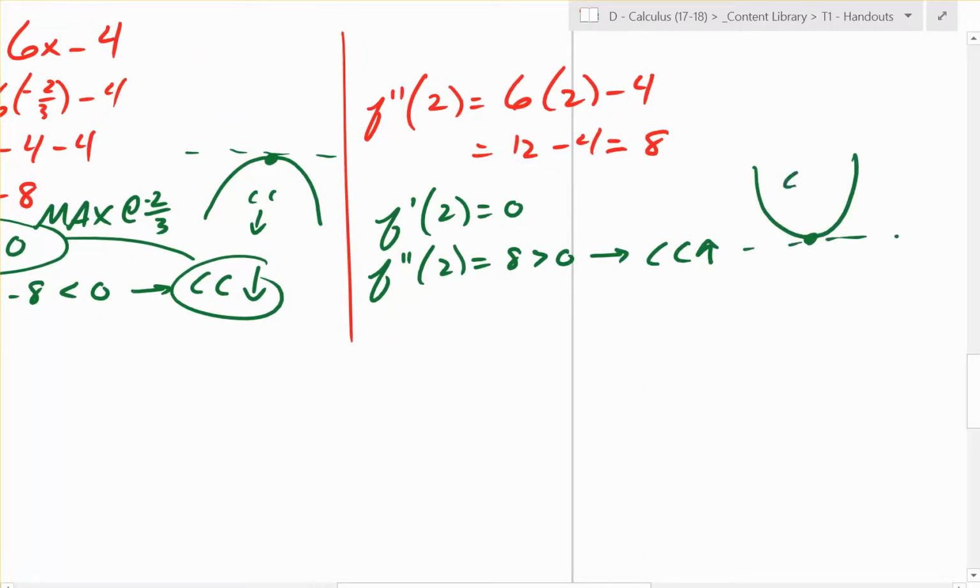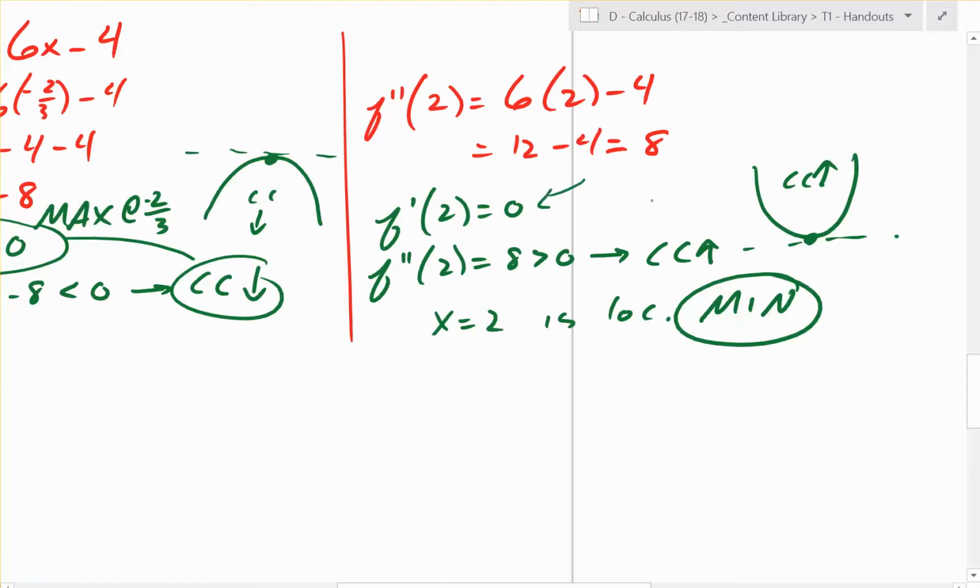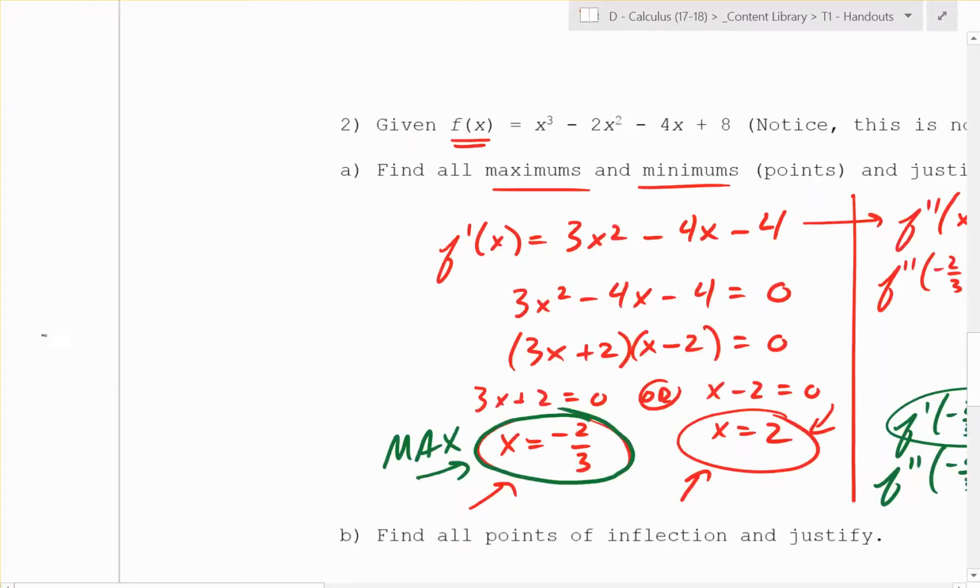Derivative is 0 and it's concave up means that x equals 2 is a location of a minimum because the derivative is 0 and it's concave up. Keep in mind we also could have done this with a sign diagram because we know that we have negative 2/3 and we have 2. So we have x and f prime of x. We know it's 0 in both of these cases.